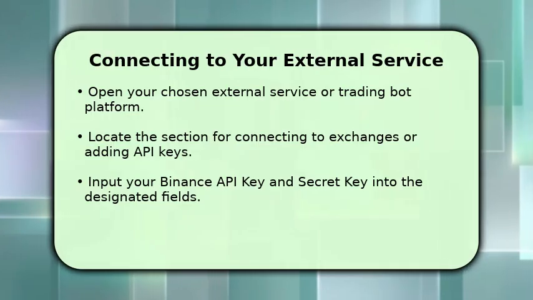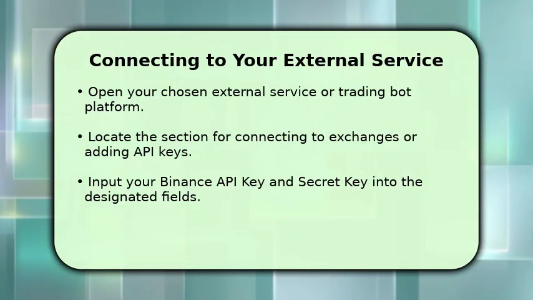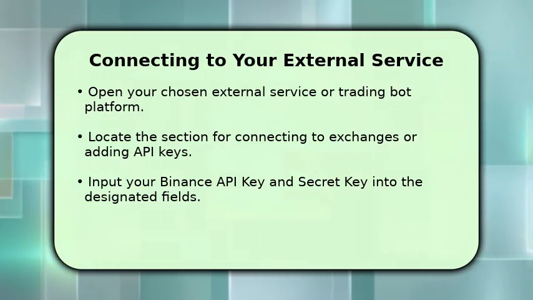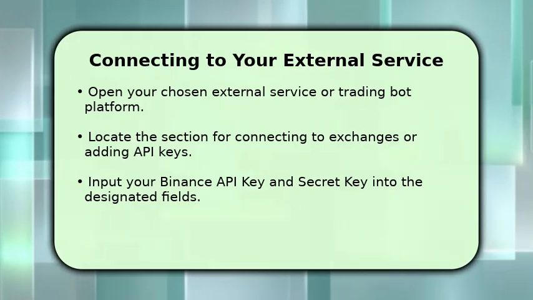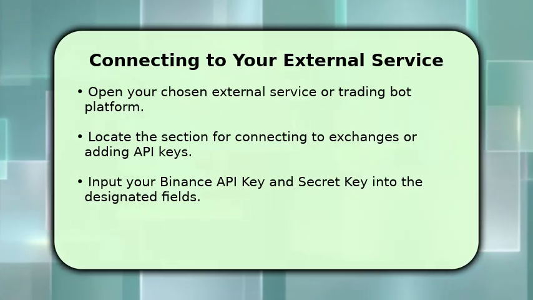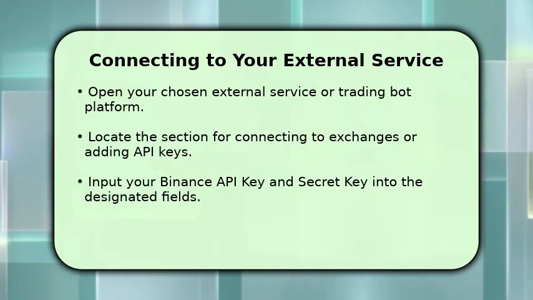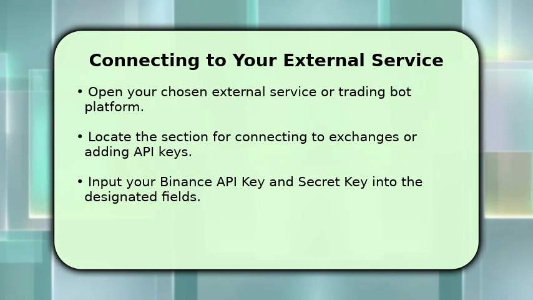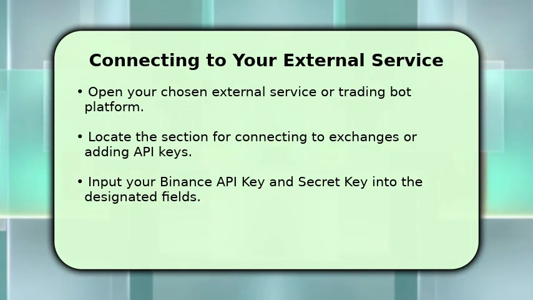Now, let's connect Binance to your chosen external service. Open your trading bot, portfolio tracker, or other platform. Look for a section typically labeled Exchange Connection or API Key Management. Here, you will input the API key and secret key you generated earlier from Binance. Double-check that you've entered both keys accurately to ensure a successful connection. This step is critical for the two platforms to communicate effectively.